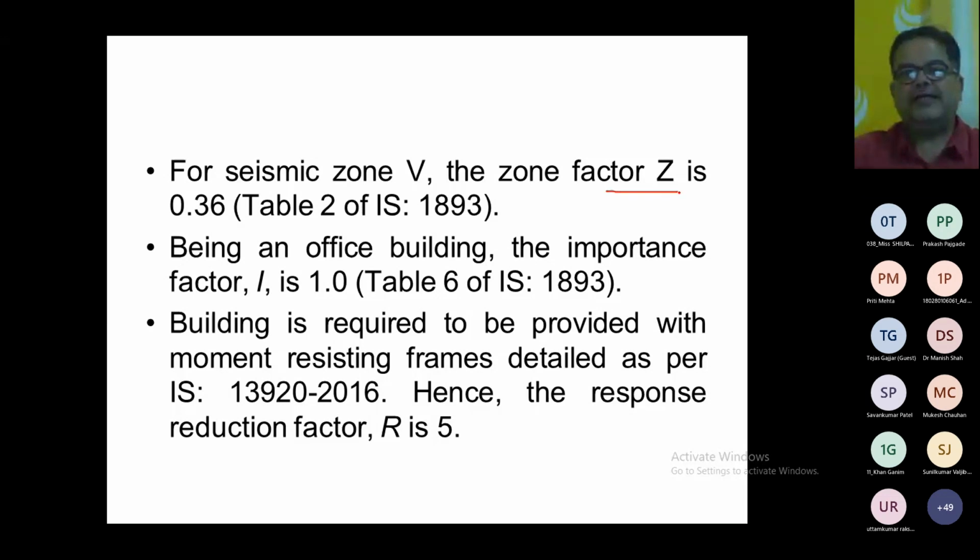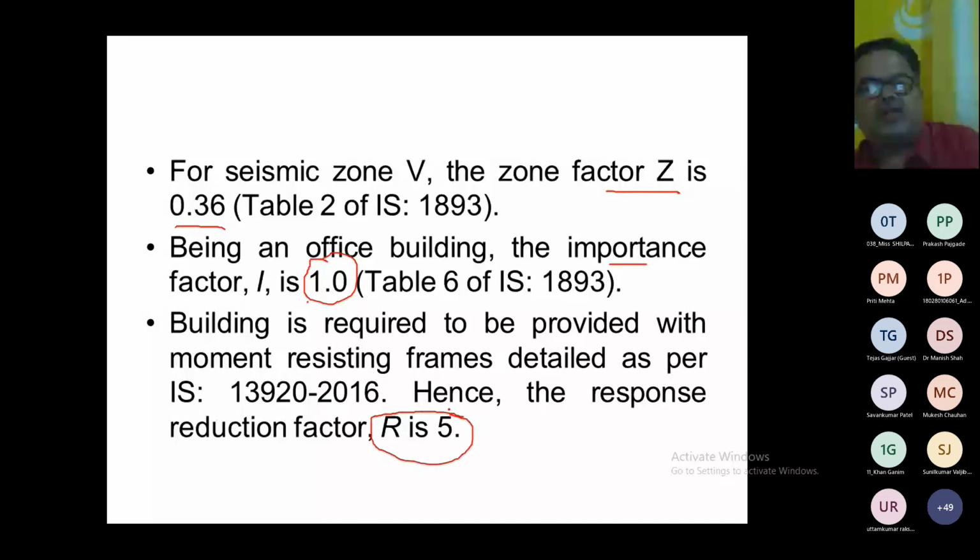Zone factor: because Shillong is in zone 5, Z is equal to 0.36. It is an office building, so we assume that it is not important, and the occupancy is less than 200. So we consider the I value as 1. And we say that we are designing a moment resisting frame, so therefore R is equal to 5. So these are the values we are assuming.